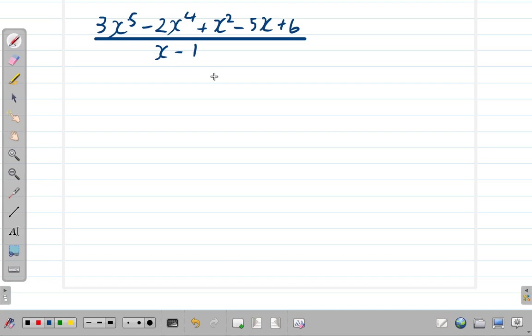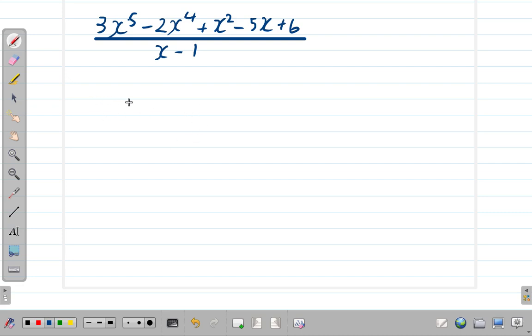We have this example of polynomial division: 3x to the 5th minus 2x to the 4th plus x cubed minus 5x plus 6, divided by x minus 1. I want you to pause the video, work it out by long division, and then we go through it together. Alright, good. You have paused, worked it out by long division. Let's go through it together.